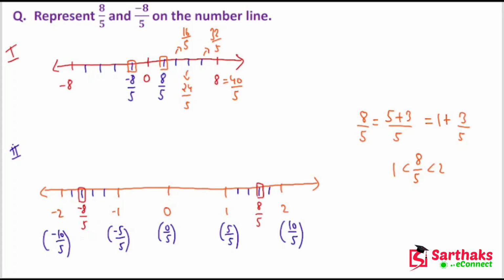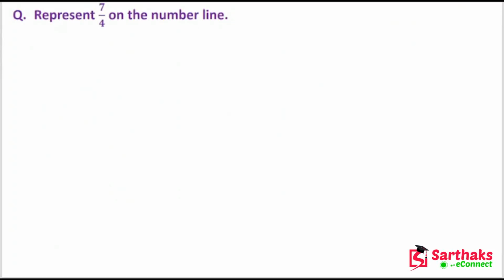So let us take another question, and this time let us take only the positive part, because the negative part is just the mirror image of the positive part, where we have considered the mirror to be on origin, right? So let us represent 7 by 4 on the number line. Again, both the methods. First of all, since you do not need to represent the negative side, you can mark 0 here, so that you have to make a small number line. Mark 7 anywhere you want.